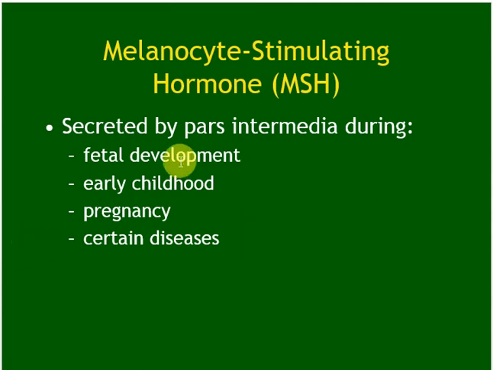The melanocyte stimulating hormone that's secreted from pars intermedia of the pituitary gland. So this is the third one that's secreted from the pituitary gland. In fetus and early childhood and pregnancy, it has some different functions, but this is something additional beside the regular functions in adult, which is stimulation of the melanocytes to produce melanin.